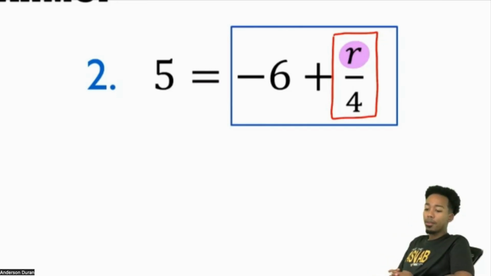So everyone, let me ask you this. What's the first thing that you believe we should do to both sides? Is it add 6 to both sides, or is it multiply by 4 on both sides?